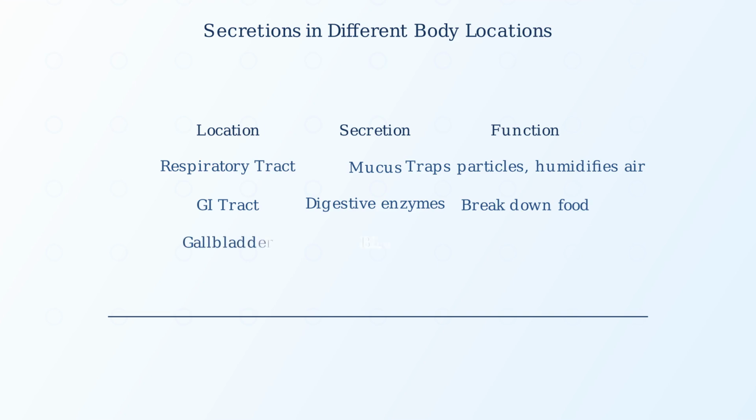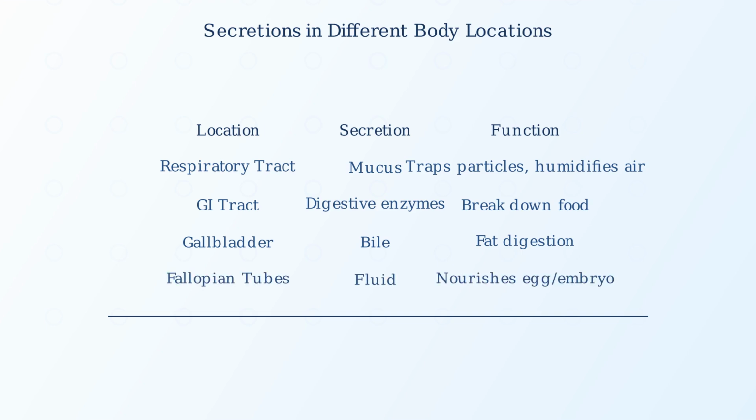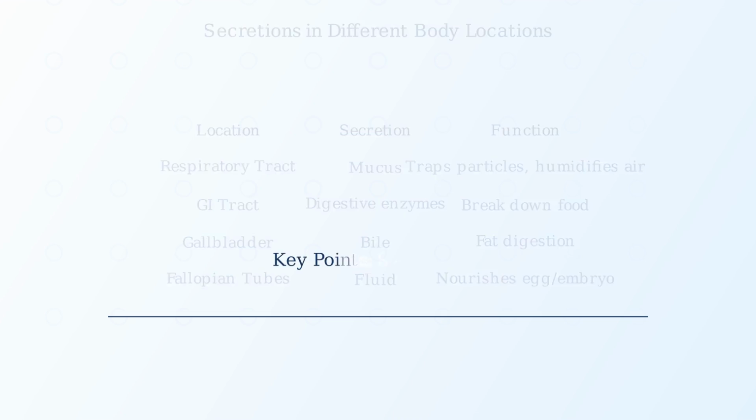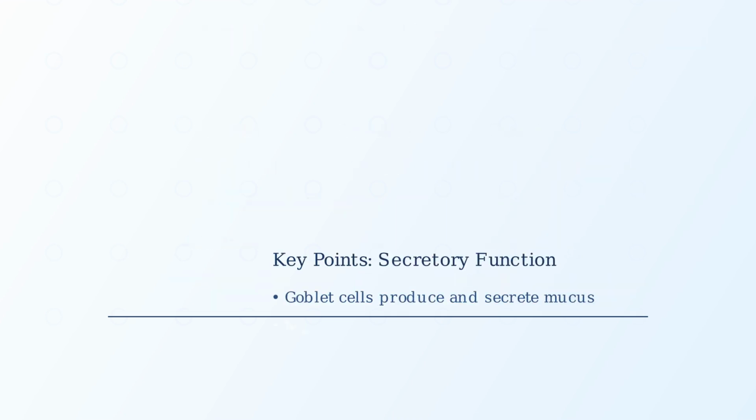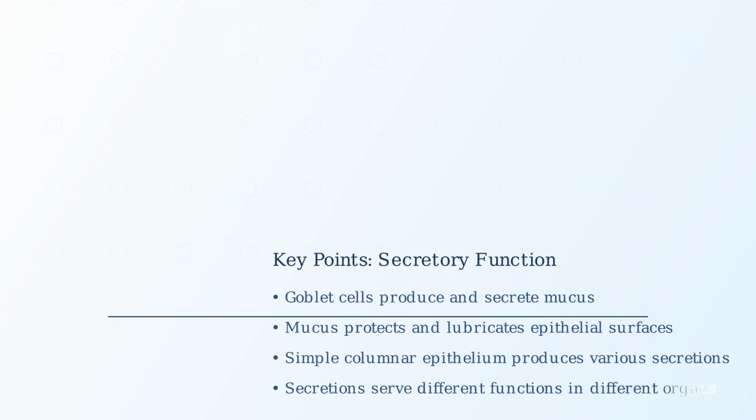The gallbladder is lined with columnar cells that secrete bile, which aids in fat digestion. In the fallopian tubes, ciliated columnar cells secrete fluid that nourishes the egg or developing embryo. Let's review the key points about the secretory function of simple columnar epithelium.